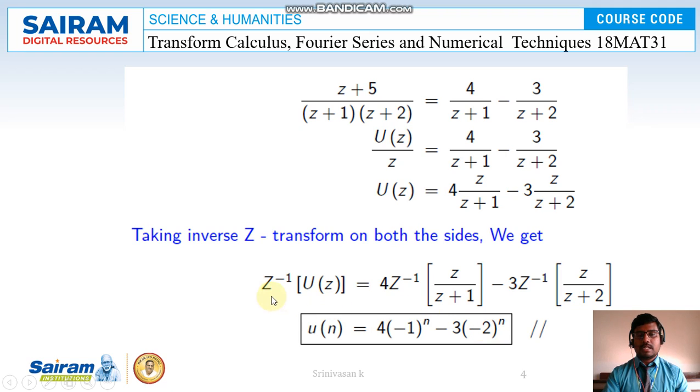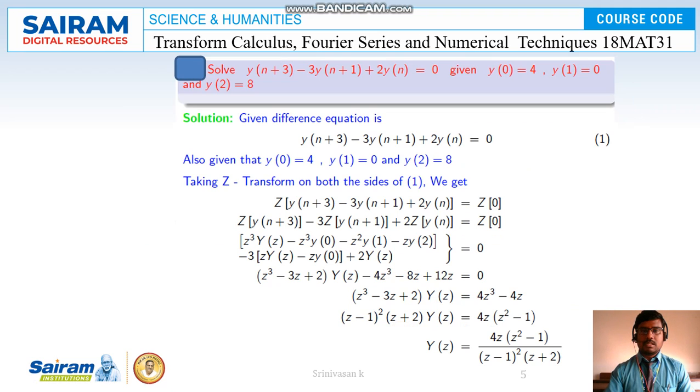And z inverse of capital U of z is nothing but small u of n. Okay, this is our required equation. For the difference equation we have to apply the z transform. We get the solution 4 into minus 1 power n minus 3 into minus 2 power n. Okay, the next problem. This is also the same problem, but the function is different.